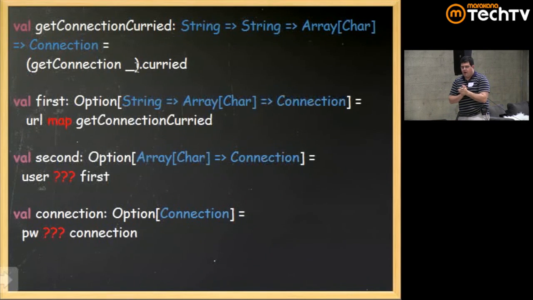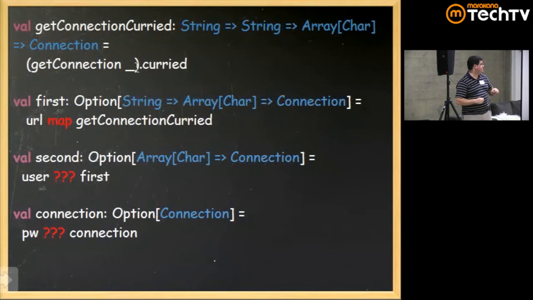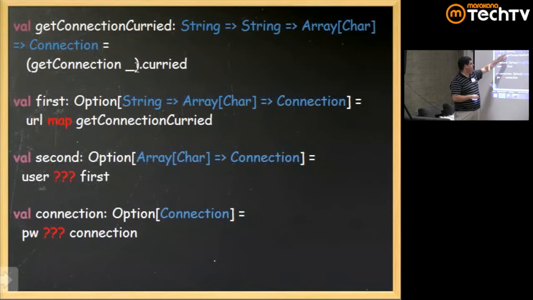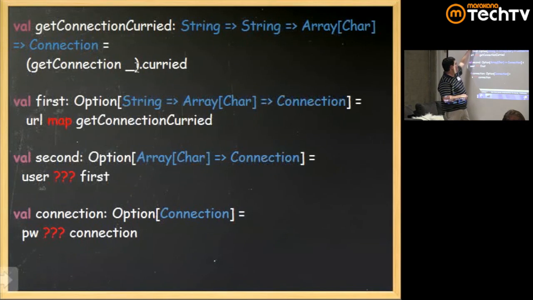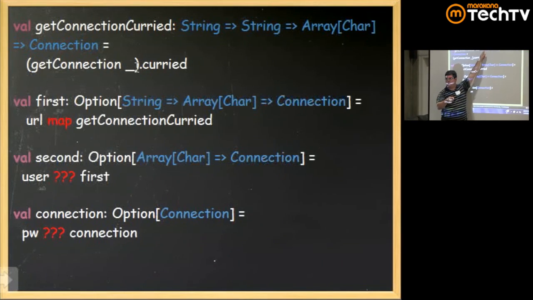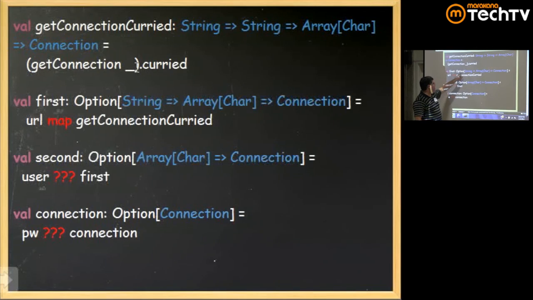Now, I have my curried connection, right? It does exactly what I want. I defined the first part of my transformation as taking the URL and mapping this curried function. So what this does is I take a function that takes a string and returns this big old function, and I map it against the URL. So now I've passed in the first value to that curried function, and I get back the rest, and I end up with an option of the rest of the function, right? So I have an option of a function.